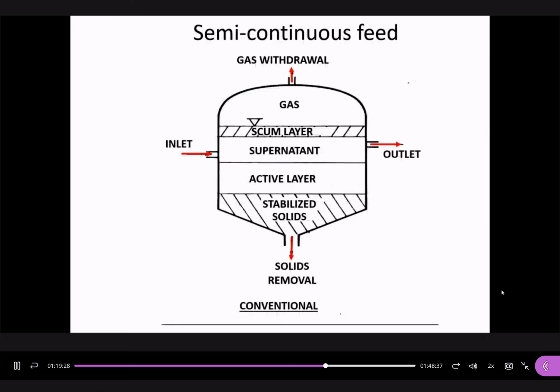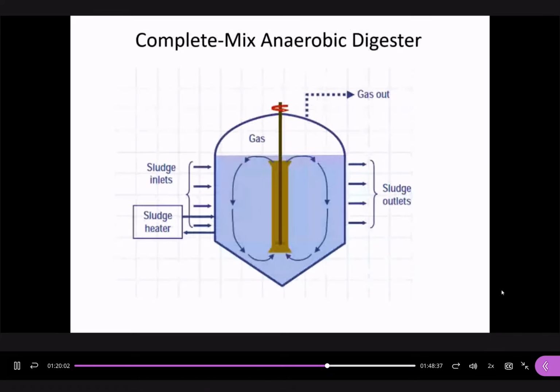Let's look at the schematic. This is the inlet, this is the outlet. We have different zones within the tank. The active layer, where digestion happens. The supernatant, and the stabilized, concentrated or thickened solids, and we remove some solids from here, and gas comes out from the top. It's conventional. Of course, you can have mixing. You can promote mixing within the tank. This one, you have gas circulation.